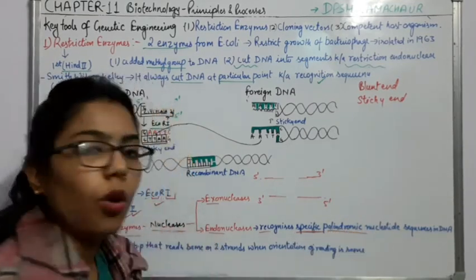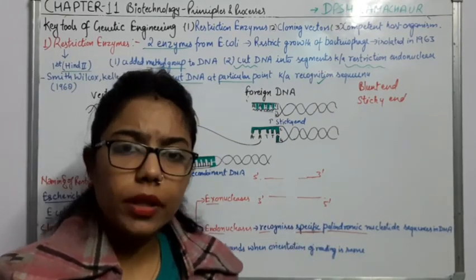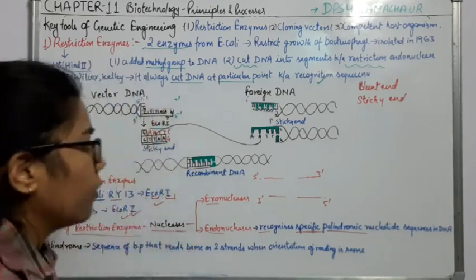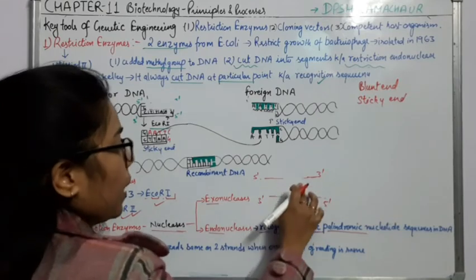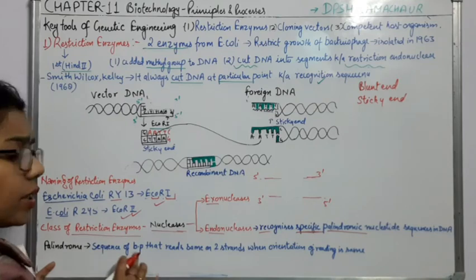Now, what is this palindromic nucleotide, or what is this palindrome? Always, if I say it has to break down, this sequence should be a palindrome. So what is the meaning of palindrome? The sequence of the base pair.